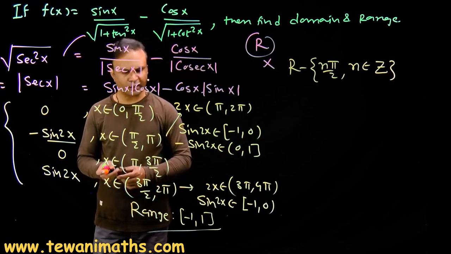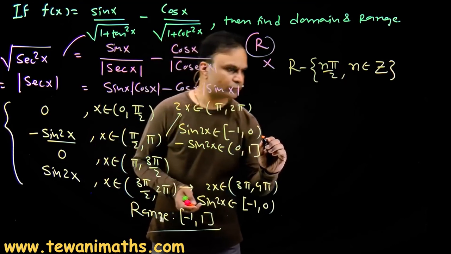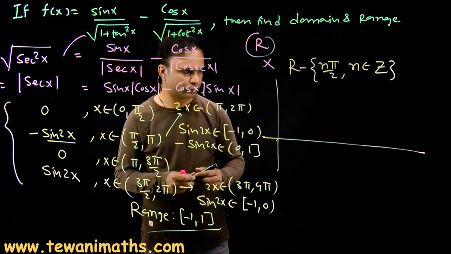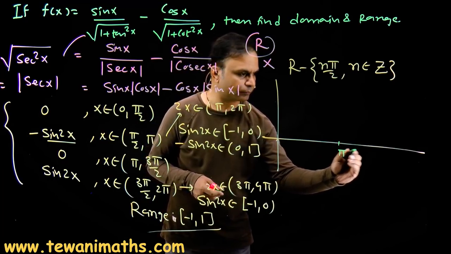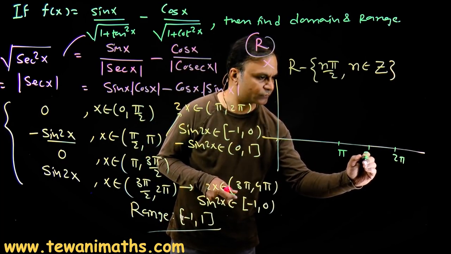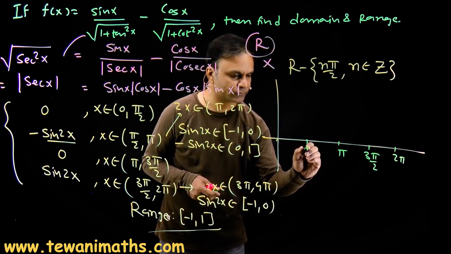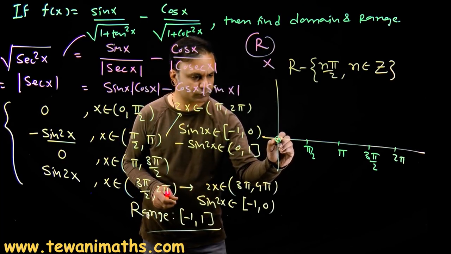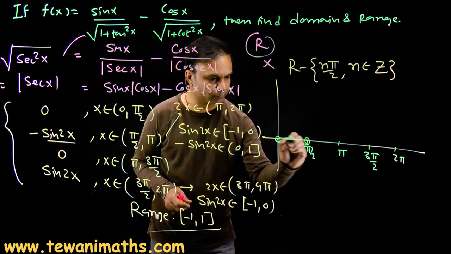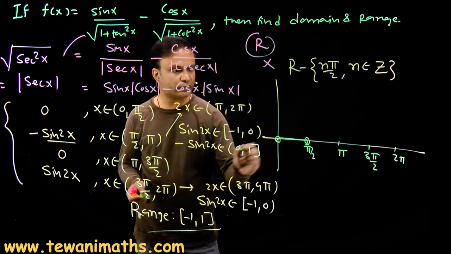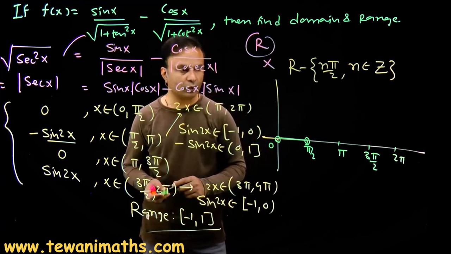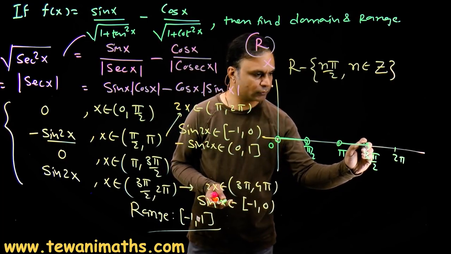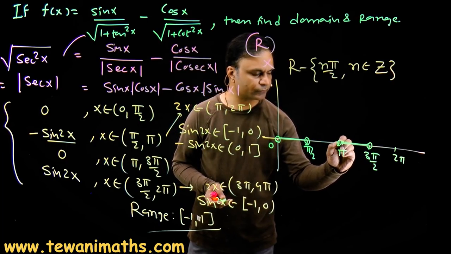In fact, we can draw the graph of the function. So let's draw the graph. This is pi, this is 2 pi, this is 3 pi by 2, and this is pi by 2. In the first quadrant, the value is 0. So I draw like this. I am putting blank points at 0 and pi by 2 because these two points are not in the domain. In fact, all n pi by 2 are not in the domain. In the third quadrant also, here we have the graph y equal to 0 again.